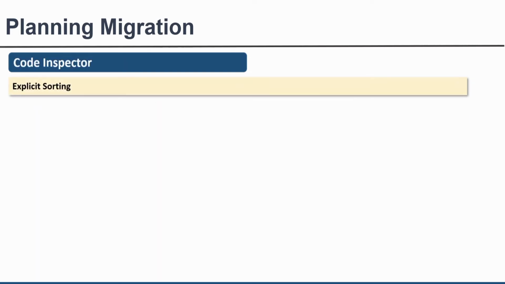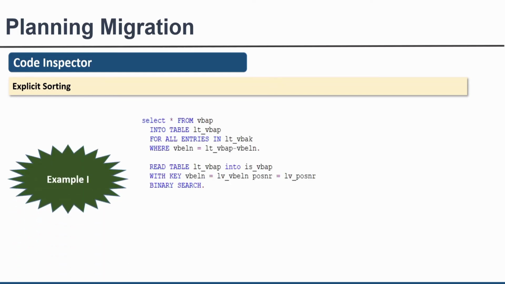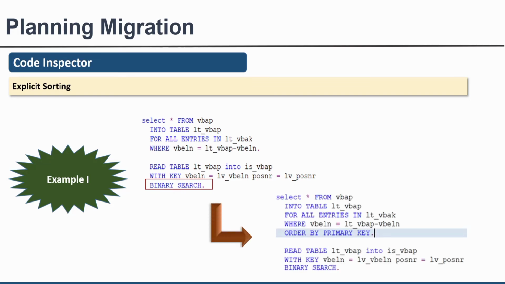Here is an example of the explicit sorting. In the source code given, in the read statement, binary search is used. So as its prerequisite, an order by clause is added to the select query with the primary key values.